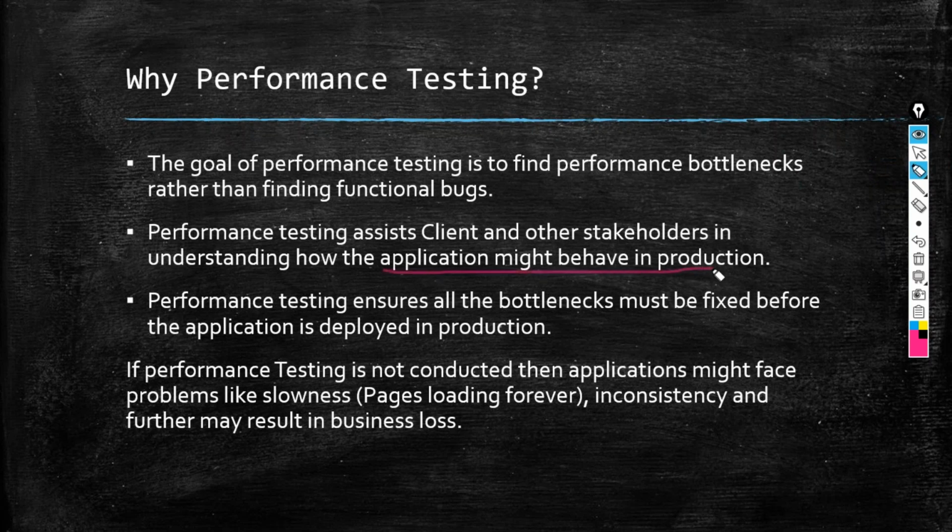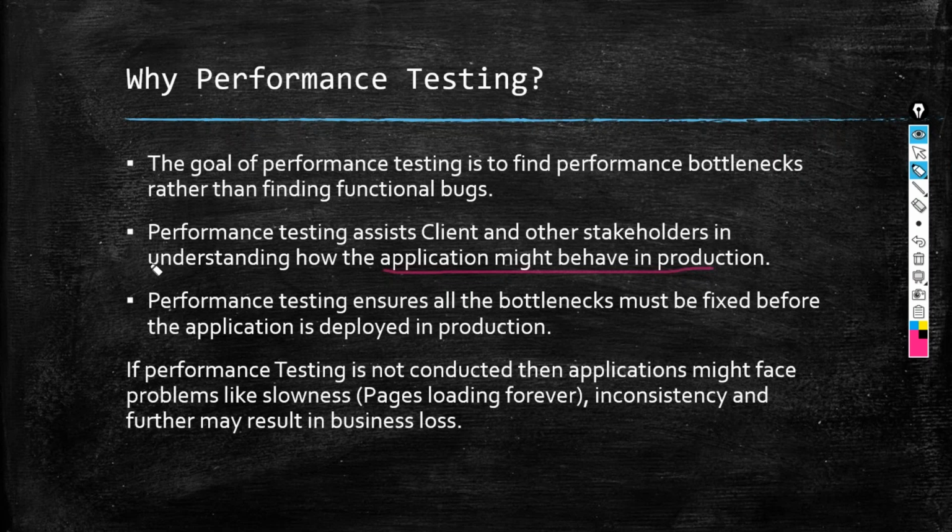Performance testing will help the client and other stakeholders in understanding how the application might behave in production. Production means where the end users, the actual users, will use the application. Before actual users use the application, we as performance testers will test it for performance and provide our observations to the client, like how the application might run in production. That means we are testing this application before the actual user works on it in real time.